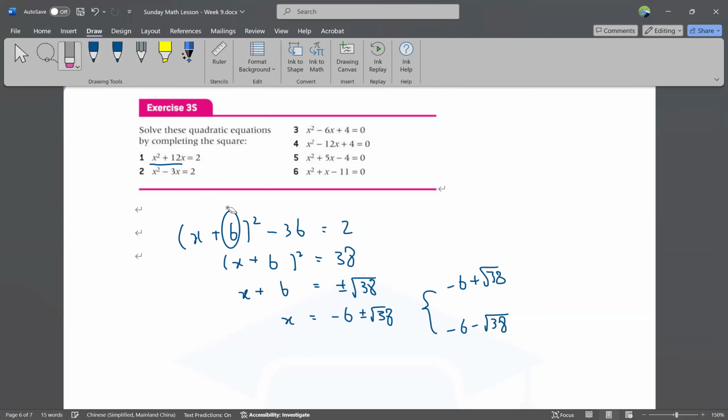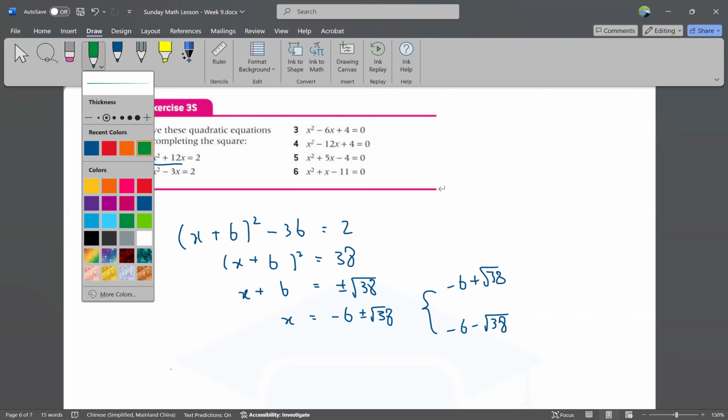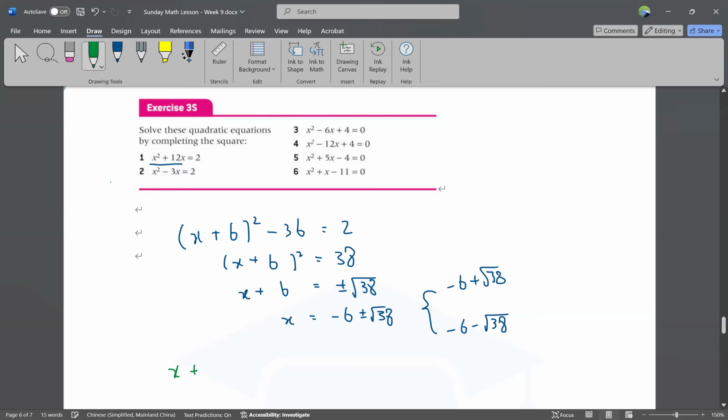Then what about the number 2, like 3x? What do you think it is? It's half of what? Half of 3, 1.5. So it's x plus 1.5. Technically x plus negative 1.5 because there's a negative sign. So x minus 1.5 squared.